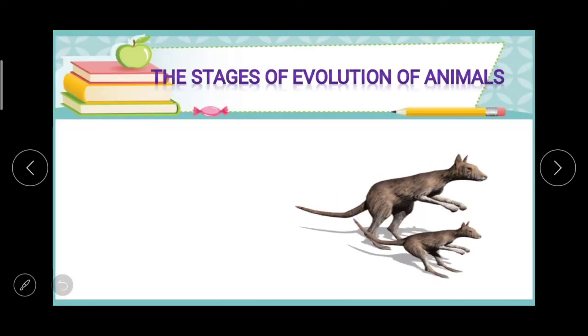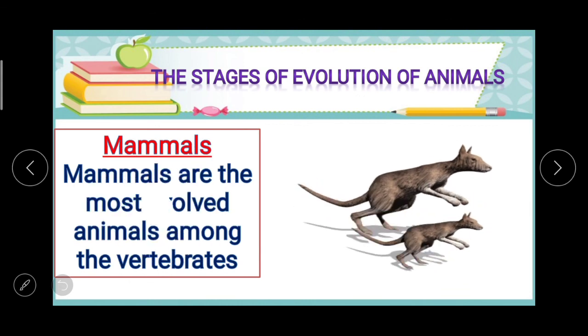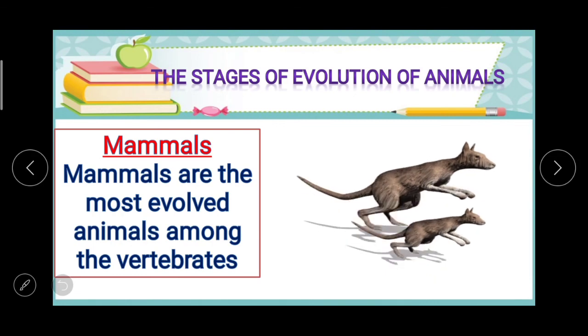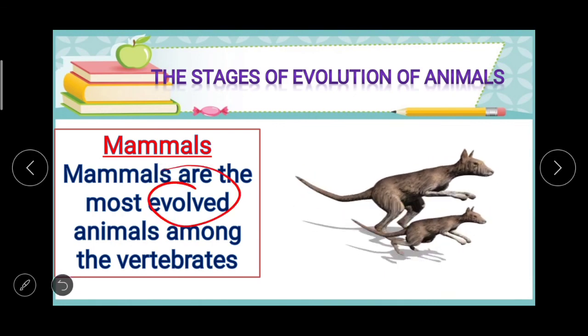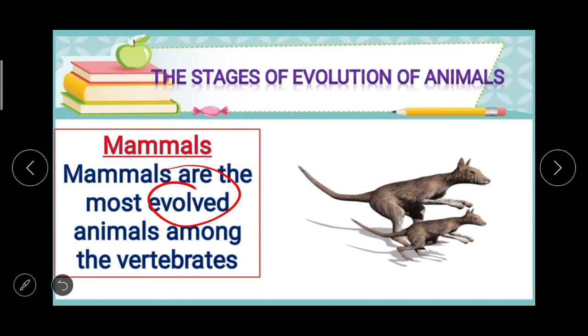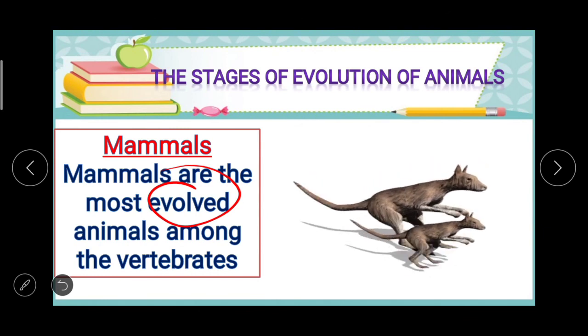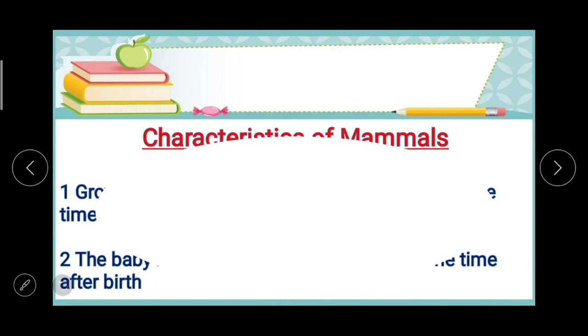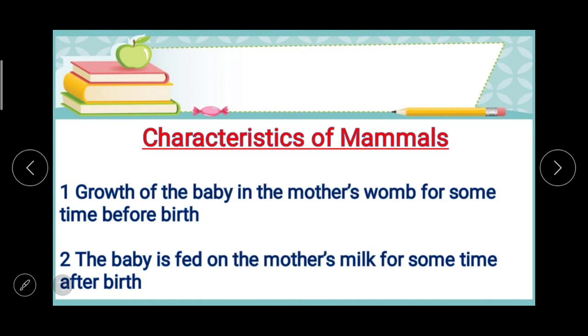And the next and very important stage of evolution of animals, that is mammals. Mammals are the most evolved. सबसे ज़्यादा evolution जिनमें हुआ है, mammals among the vertebrates. And the characteristics of most of the mammals: growth of the baby in the mother's womb for some time before birth, and the baby is fed on the mother's milk for some time after birth.